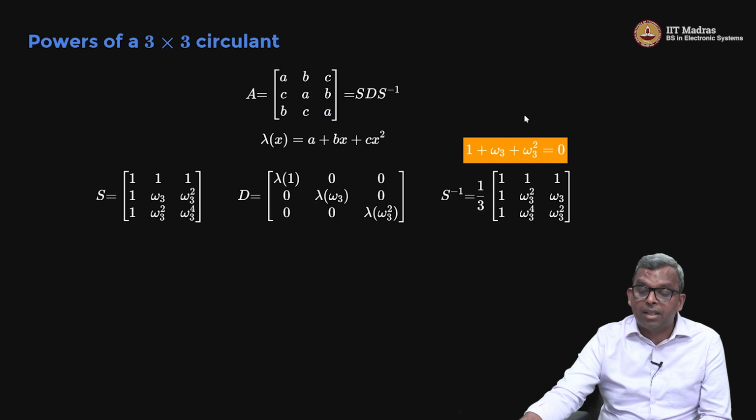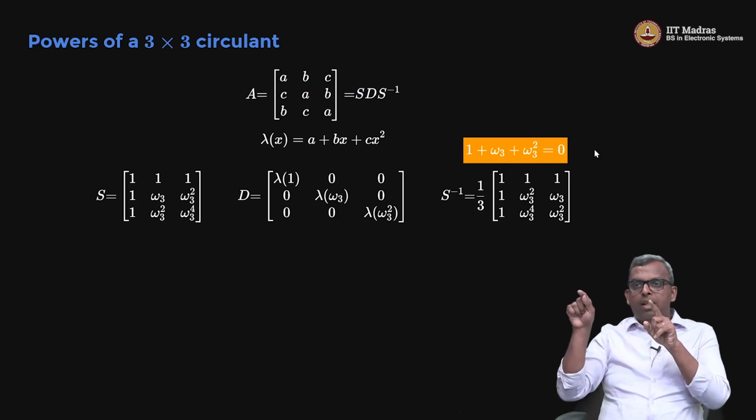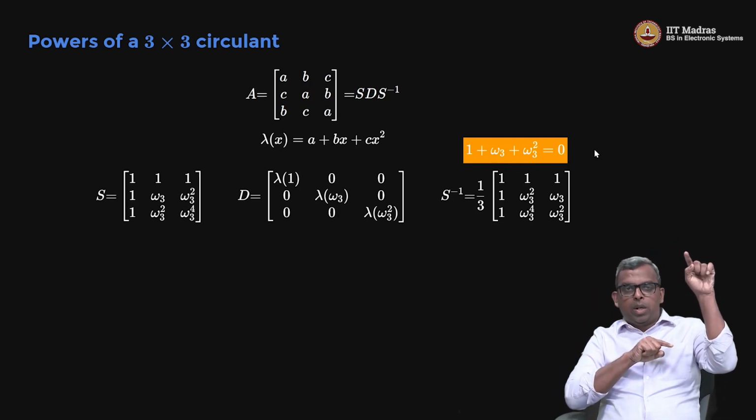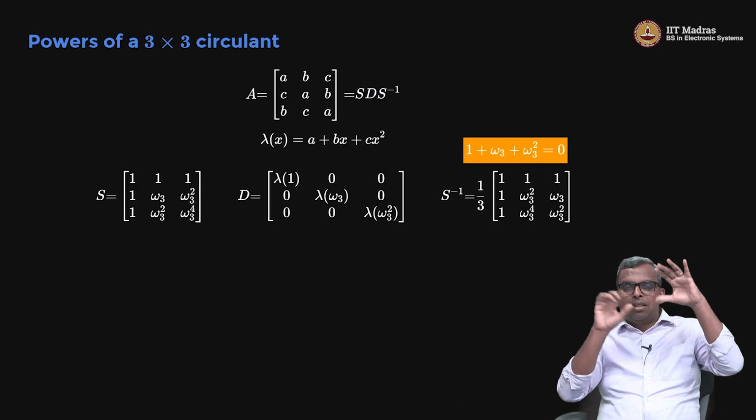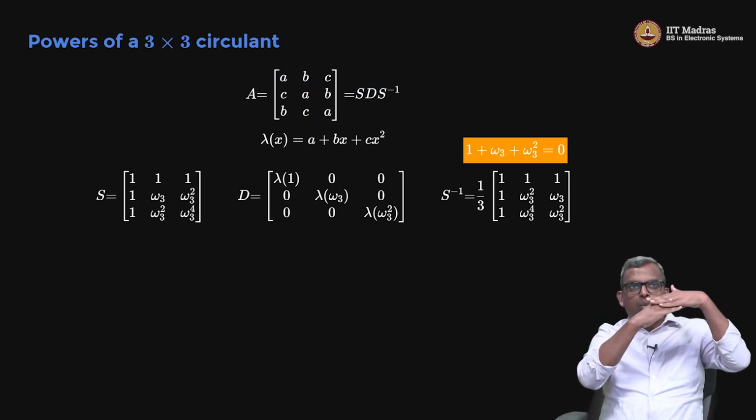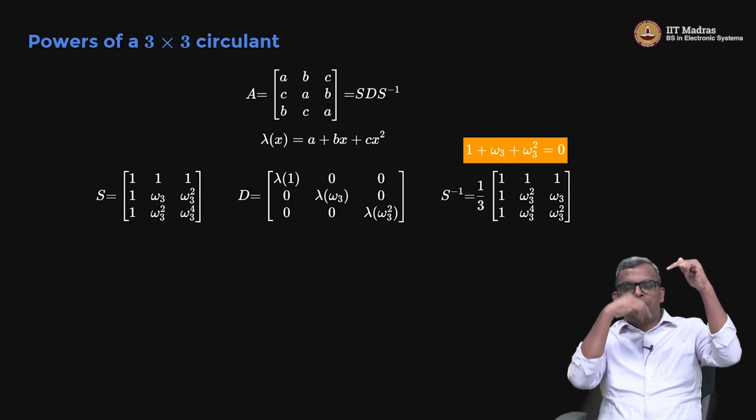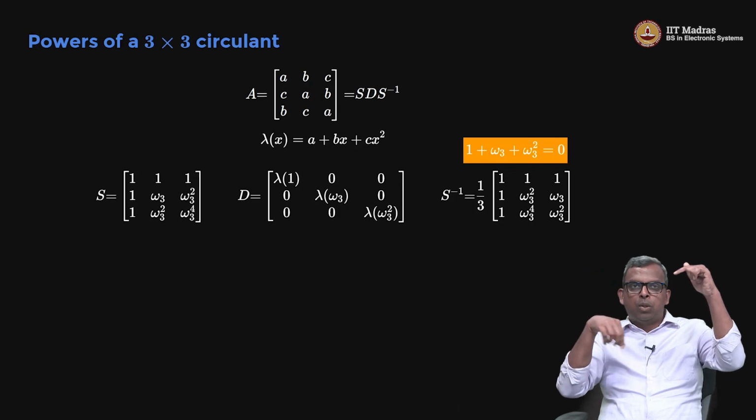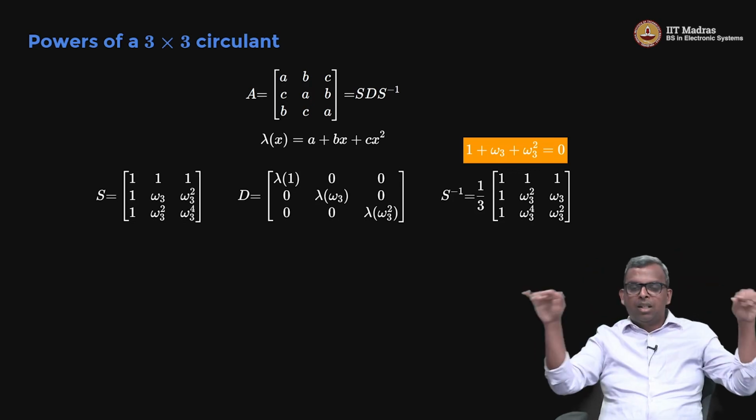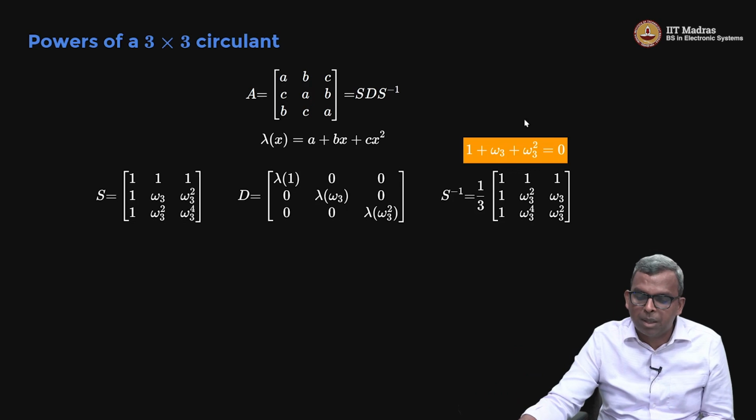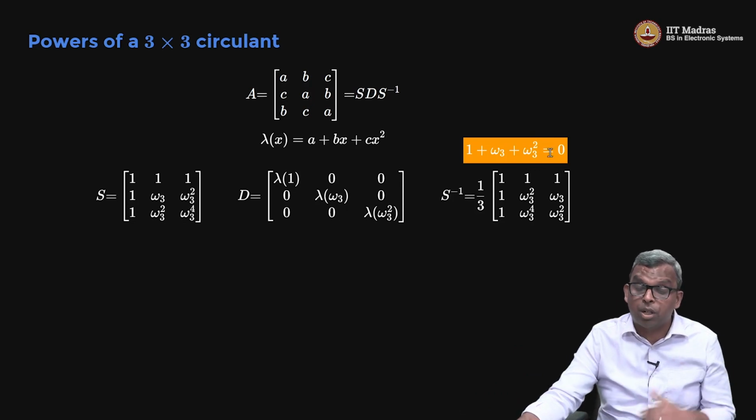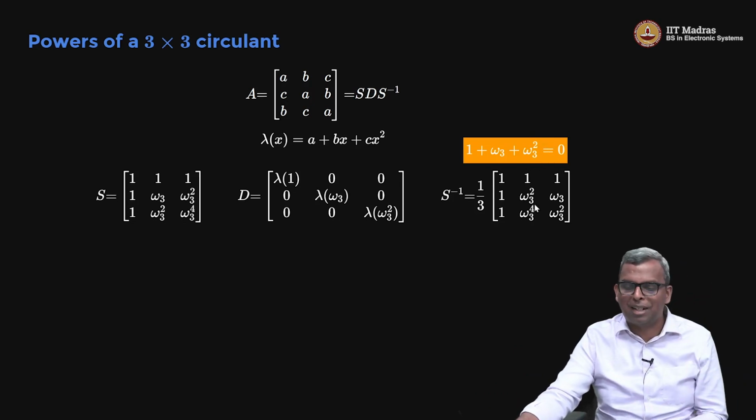In particular, the property that is very useful is that 1 plus omega 3 plus omega 3 squared is 0. You can go back to that picture: you have 1 here, omega 3 here, omega 3 squared here. If you add omega 3 and omega 3 squared, you will get minus 1. So minus half, plus root 3 by 2 and minus root 3 by 2 will cancel, it will go to minus 1, and then with the 1 it will go to 0. So this sum going to 0 is very important. Go back to that picture and convince yourself that it happens.